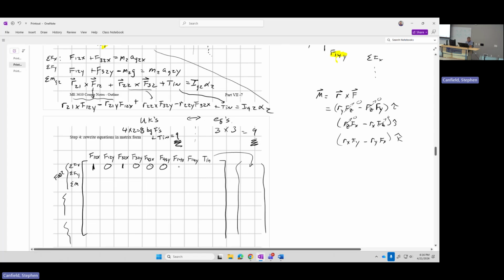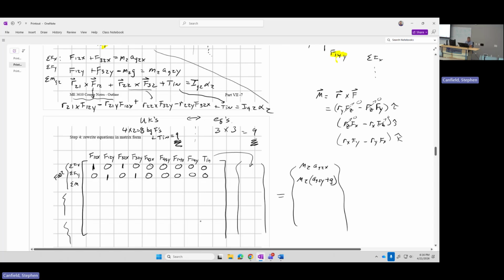All the other guys are 0. And then my right-hand side is this M2AG2X. About the second equation, well, I get a 1 F12y, 1 times F32y, and everything else is 0. There's none of these guys. And on the right-hand side, I get M2AG2y. Oh, and I got M2 gravity. I move it over, give me plus gravity.